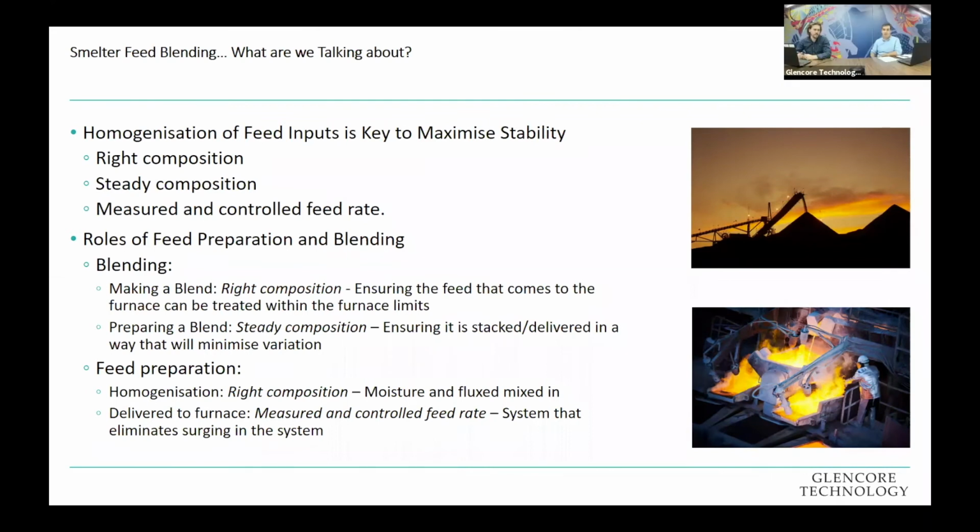Great, thanks, Danko. My name's Ben Hogg. I spent a lot of time working in Mount Isa Mines copper smelter before coming to Glencore Technology. I've seen a wide range of feed blending systems employed within the Glencore group and also outside the Glencore group within our ISASMELT licensees group.